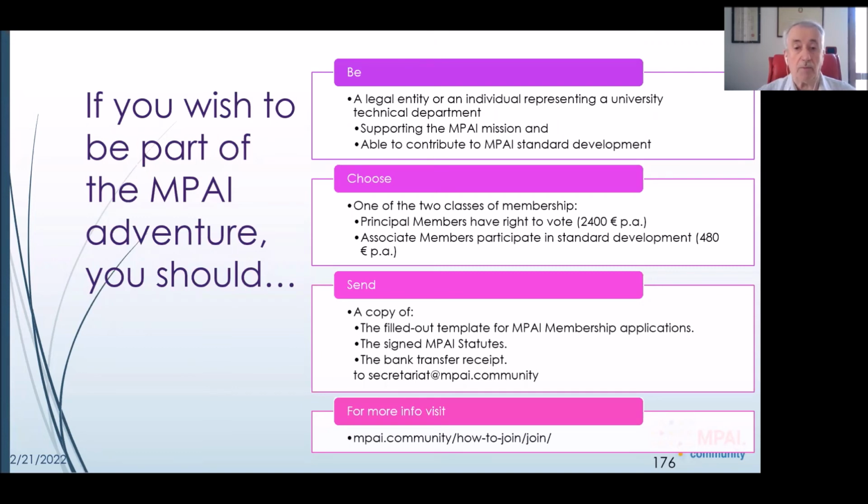You should send a copy of three documents: the template of the MPAI membership application, signed MPAI statutes, and the bank transfer receipt. And for more information, you should visit MPAI.community.